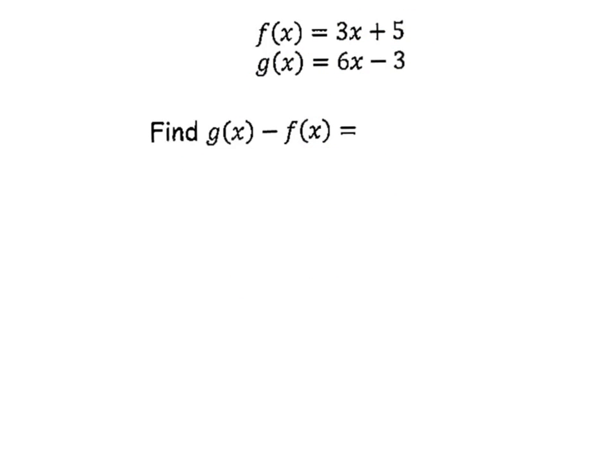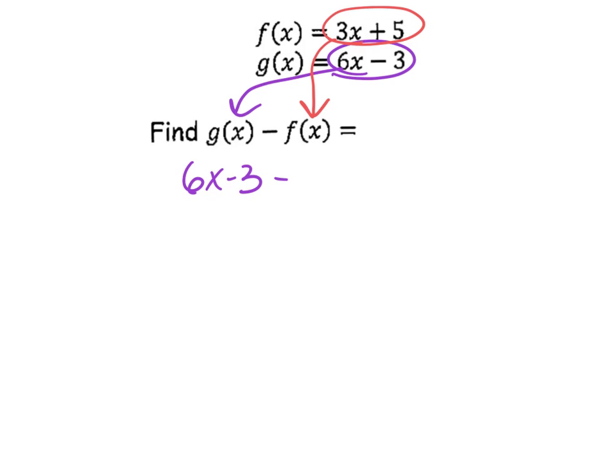All right, next. It's in reverse order. So again, you're paying attention to what's happening. G of x comes first. F of x is second. And I'm subtracting. That means I got to do parentheses. So first is my purple. 6x take away 3 minus. Now, put it in parentheses. 3x plus 5. Because you need to distribute.